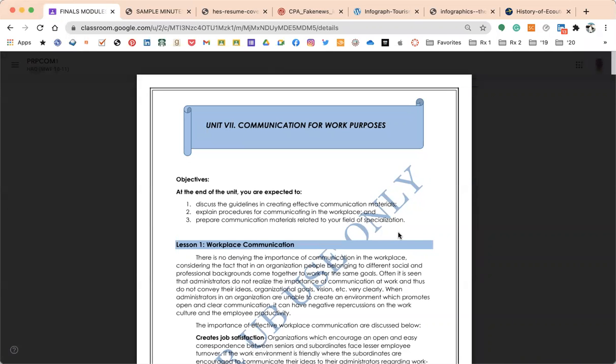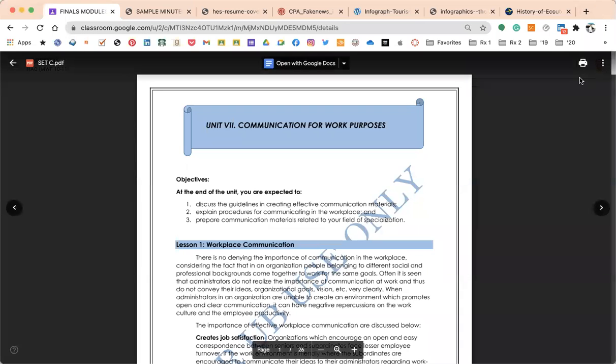Today we are down to the last two sessions. Actually, I think this is one of the last ones, because we've discussed already last week writing for academic purposes, and you've written your research articles. This time we're moving on to communication for work purposes.